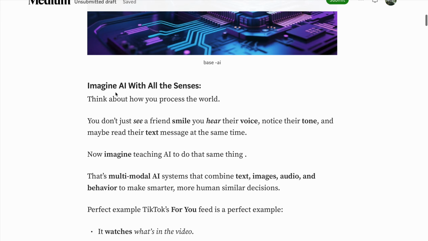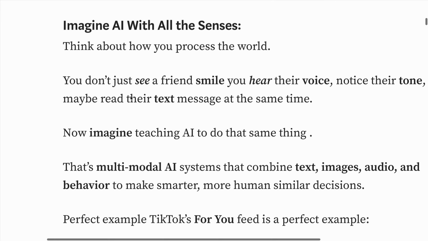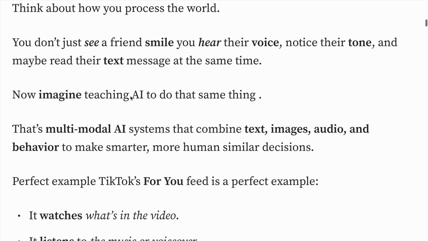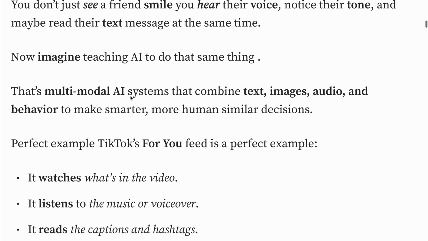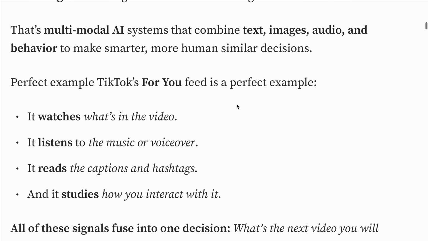Let's say AI with all the senses, right? Think about how you process the world. You don't just see your friend smile; at the same time you hear their voice, notice their tone, and maybe read their text message. Now think about teaching AI to do similar things. That's a multimodal AI system that combines text, image, audio, and behavior at the same time to make smarter, more human-like decisions.